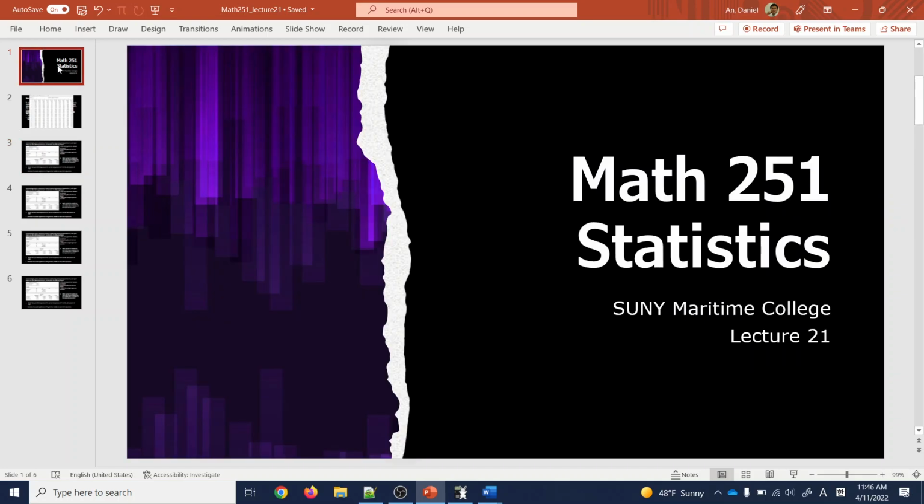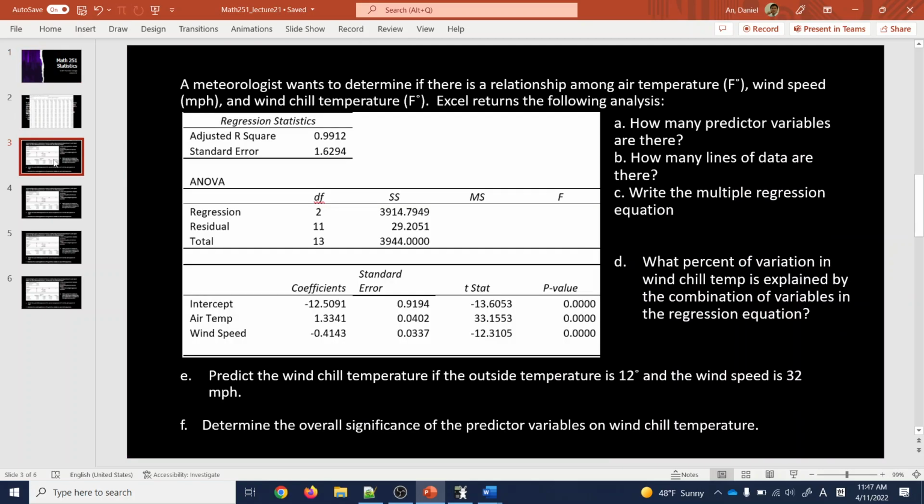Okay, lecture 21. Today we will do a bunch of examples involving the outputs of a multiple linear regression from Excel. Let's start with the first question. A meteorologist wants to determine if there's a relationship among the air temperature, wind speed, and wind chill temperature. And Excel returns the following analysis.